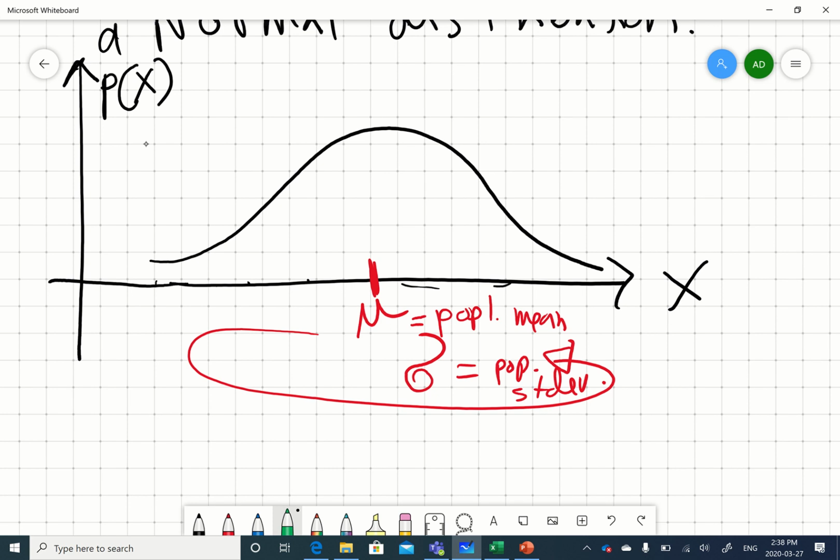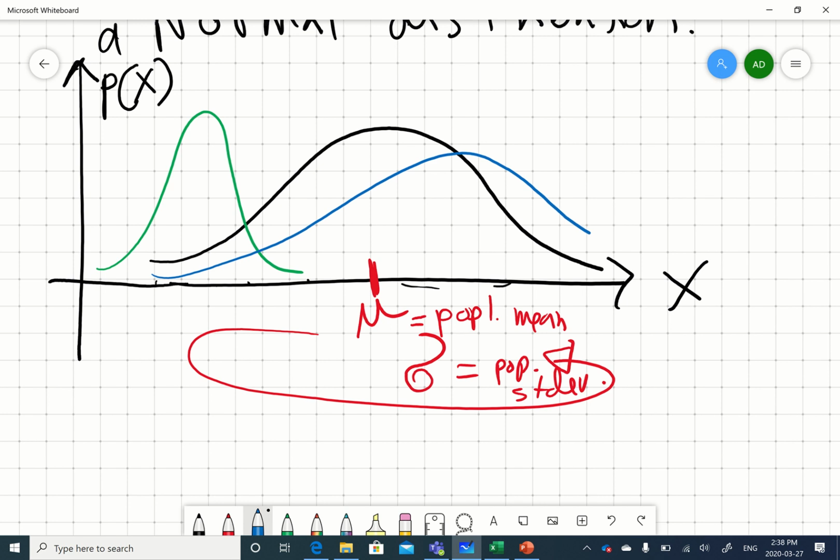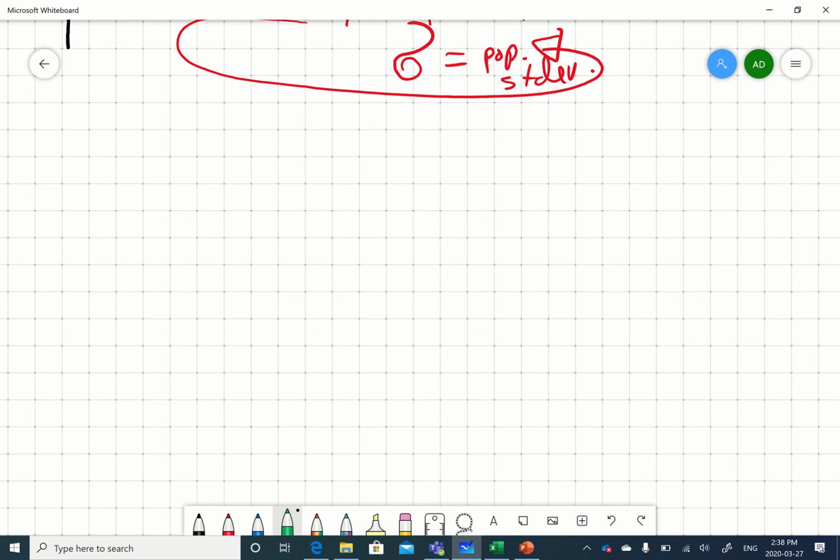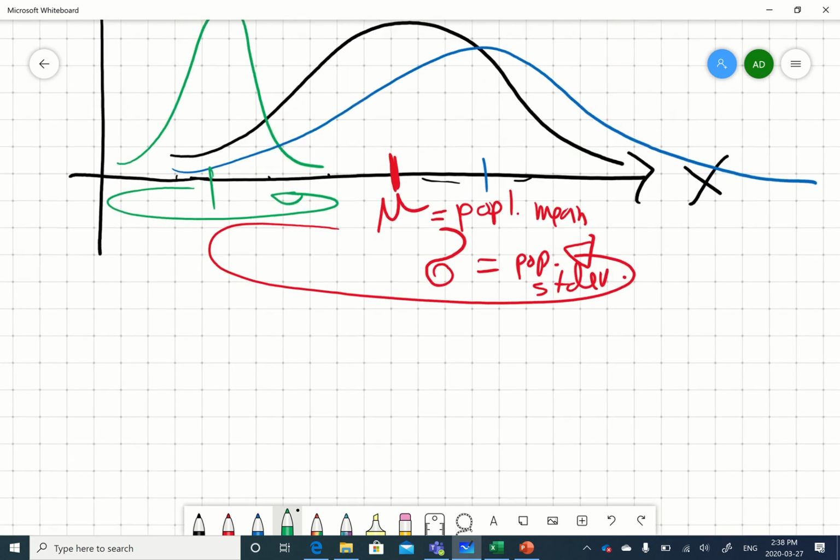So if I create a different bell shape, this is another bell shape, and this is another bell shape. Here the mean is here and the standard deviation is higher, and for this one the mean is here and the standard deviation is smaller compared to the other two. So you can have different bell-shaped curves, and we can calculate the probabilities under any of them using MegaStat.